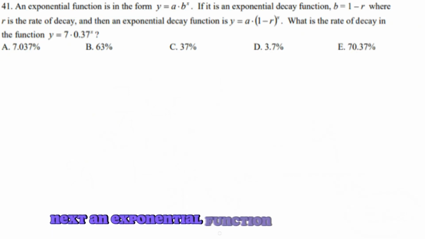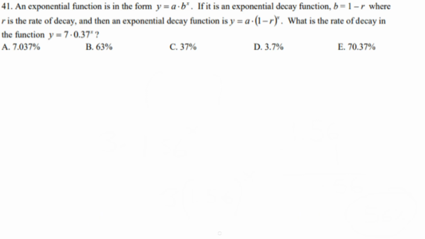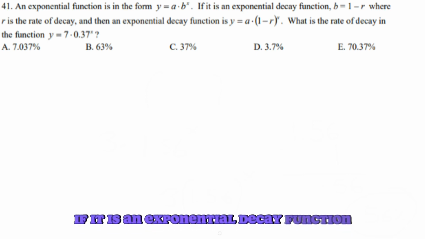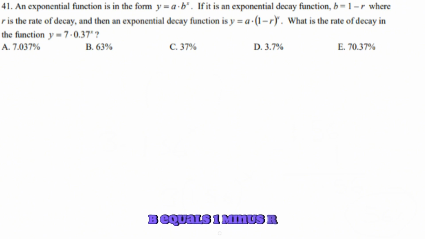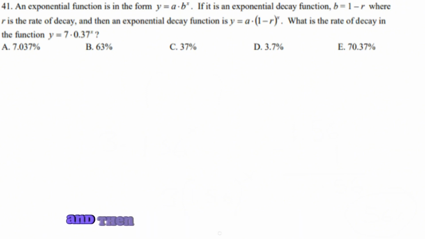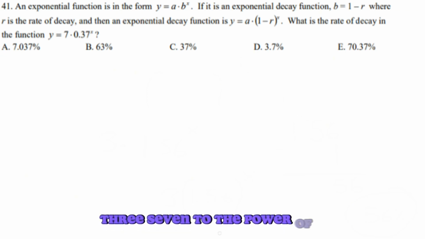Next, an exponential function is in the form y equals a times b to the power of x. If it is an exponential decay function, b equals 1 minus r, where r is the rate of decay, and then an exponential decay function is y equals a times 1 minus r to the power of x. What is the rate of decay in the function y equals 7 times 0.037 to the power of x?